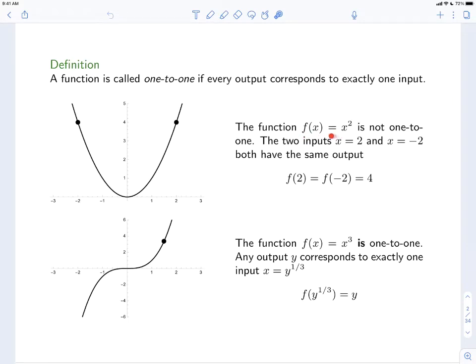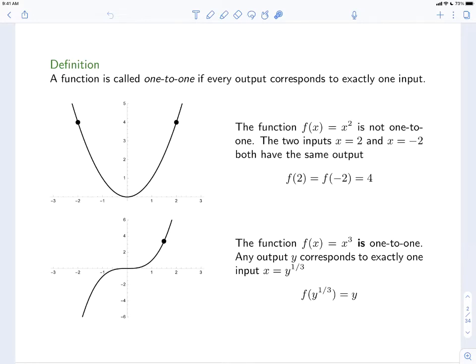So that means that f at x equals x squared is not a one-to-one function because I can find two inputs that will give me the same output. In order to be a one-to-one function, that can't happen. Each input belongs to one output, but also that one output can only belong to one input.